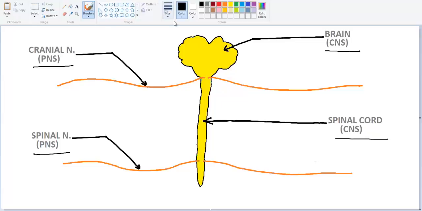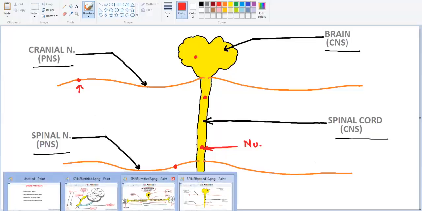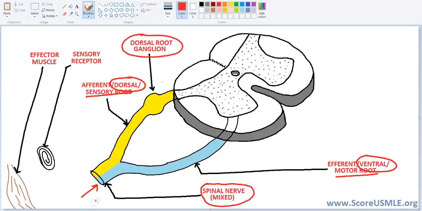Now, what happens really is that if there's a collection of neuron cell bodies anywhere along the CNS, that is anywhere along the brain or the spinal cord, it will be called a nucleus. That will be a nucleus. But what about a collection of neuron cell bodies along the PNS, the peripheral nervous system? That would be called a ganglion. Exactly how we called it a ganglion in this diagram right here, the dorsal root ganglion.